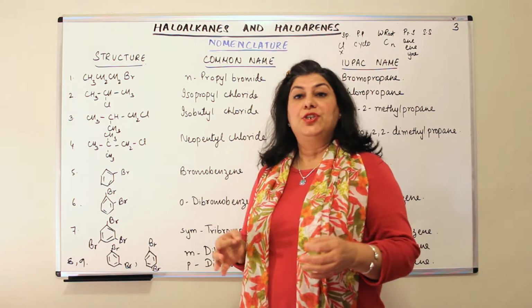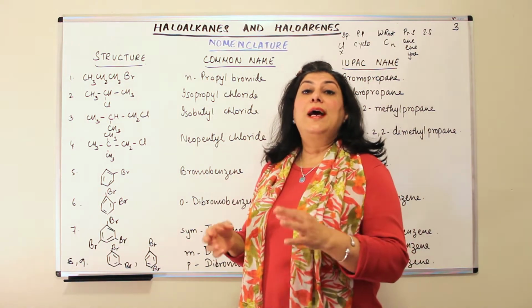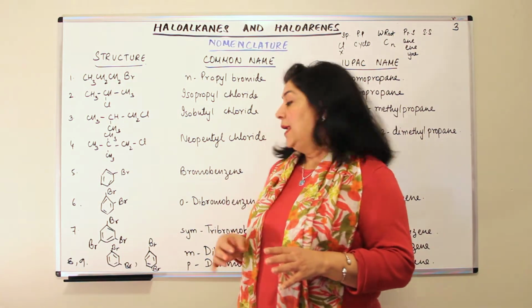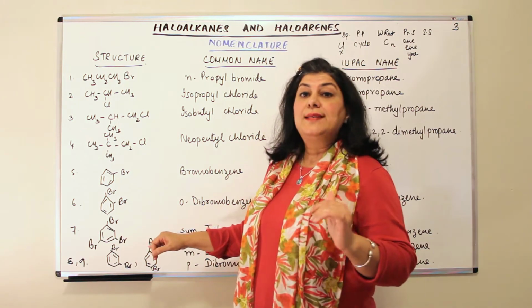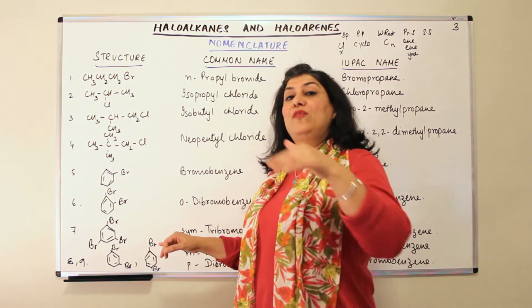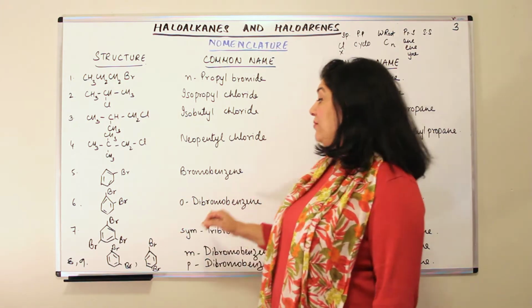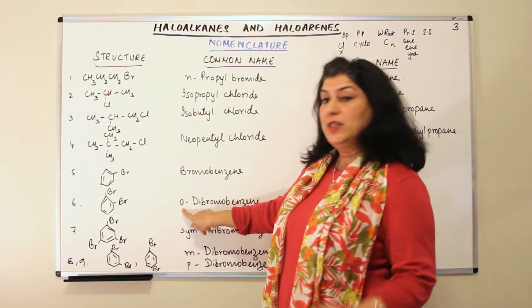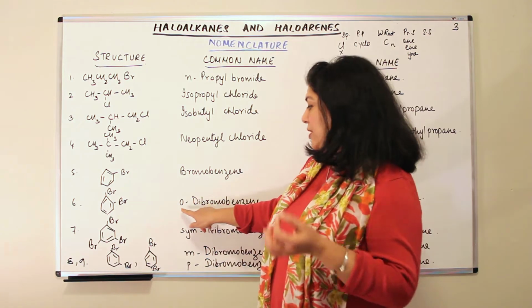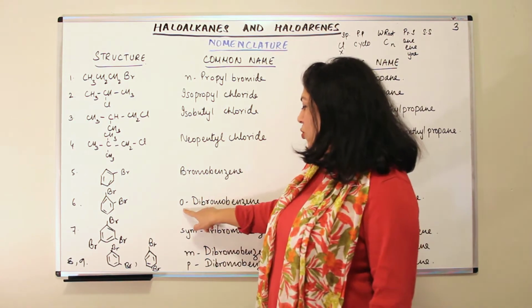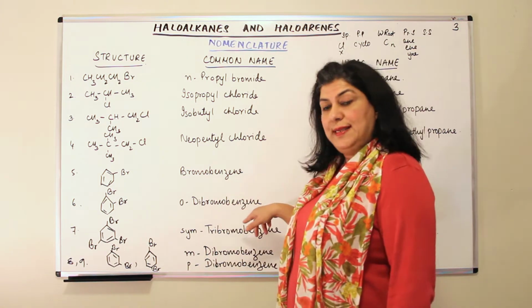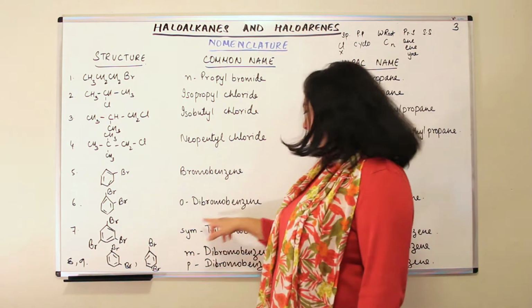In common nomenclature, 1,2 substitution is known as the ortho substitution. 1,3 is known as meta, and 1,4 is known as the para substitution. So these are the names that are given in common nomenclature. Ortho is represented by the alphabet O, so it is ortho dibromobenzene. There are 2 bromos and it is a benzene.